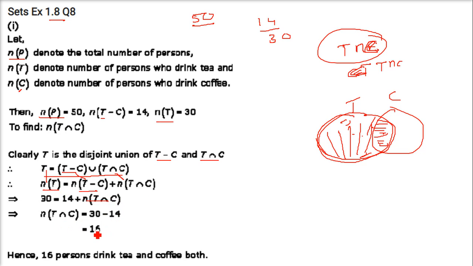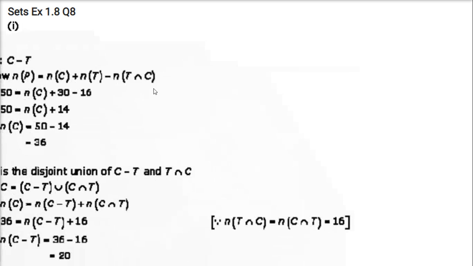This is 30, this is 14, and this is T intersection C. T intersection C can be 30 minus 14, and it is going to be 16. So 16 persons drink tea and coffee both.